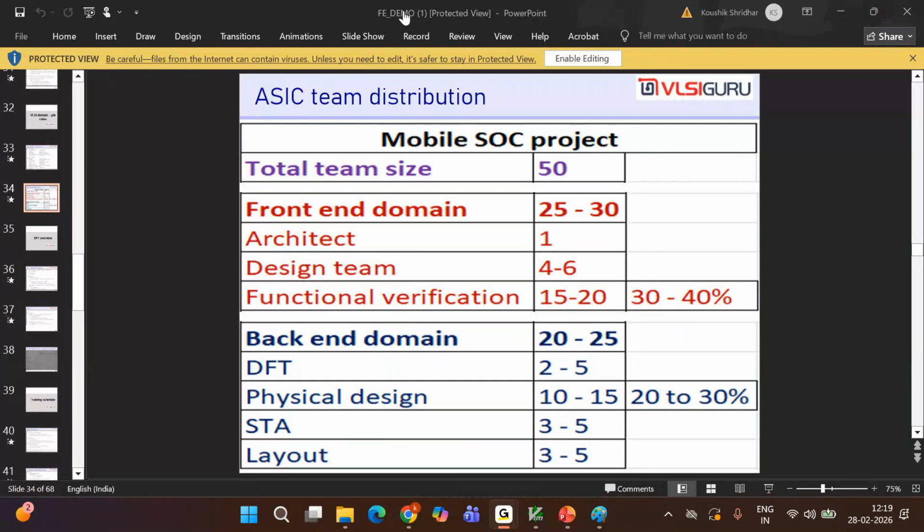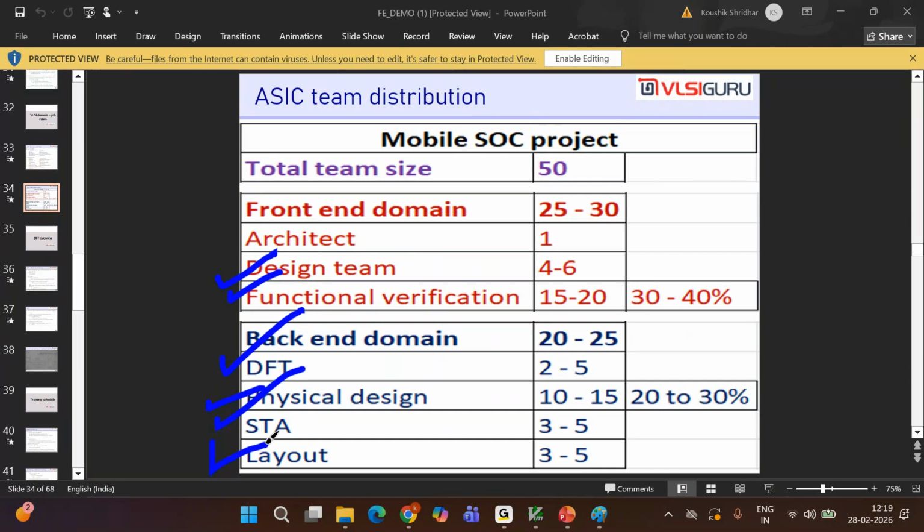Basically, VLSI Guru is offering training in every aspect. Design openings are there, functional verification openings are there, PD openings are there, DFT is also there, STA is also there, and layout is also there.